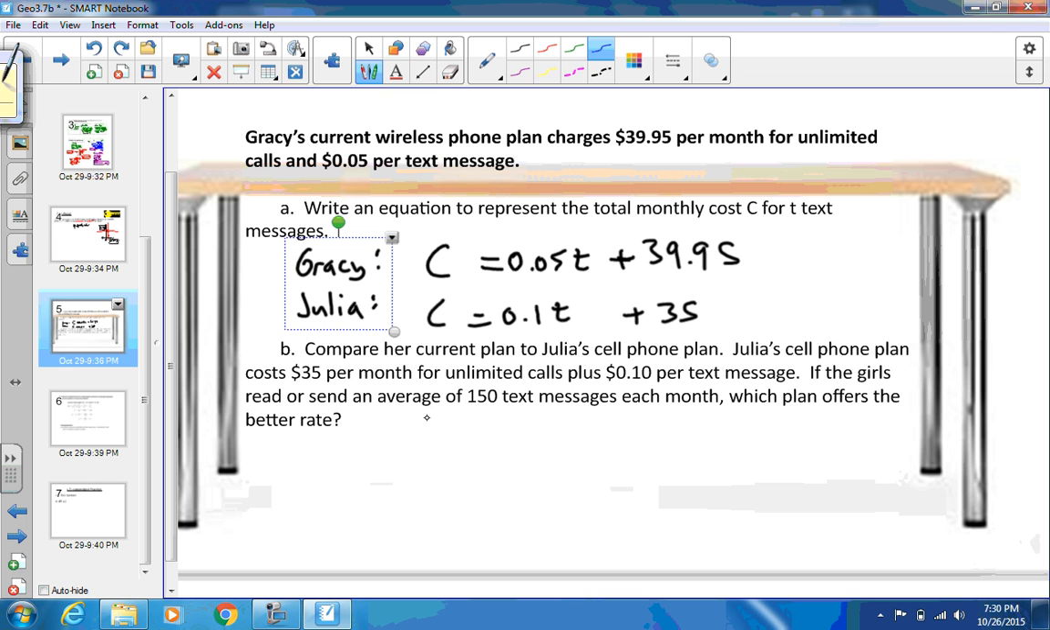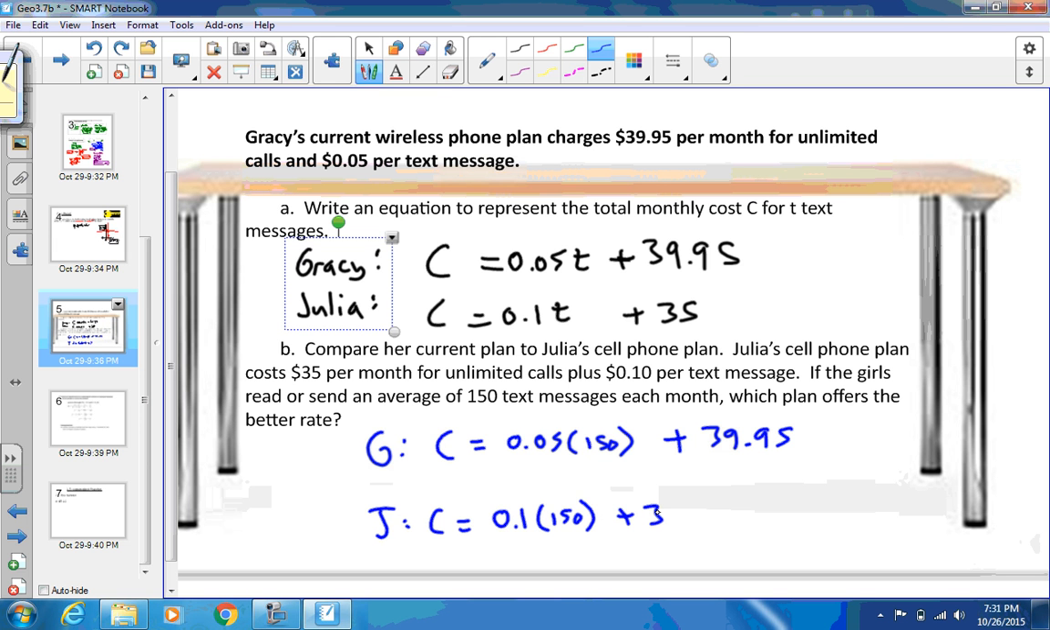All right, now I'm going to do this one as well. So Gracie, the cost would be 0.05 times 150 plus 39.95. For Julia, it would be 0.1 times 150 plus 35. So 0.1 times 150 would be 15, I think. 1/10 of 150 is 15. 15 extra bucks. That's going to be $50 for the month.